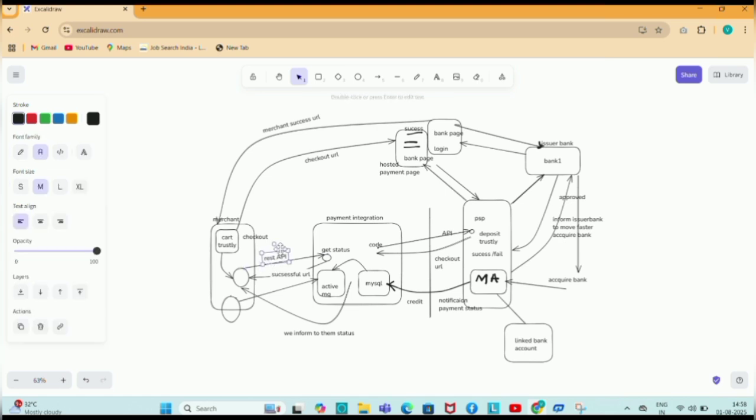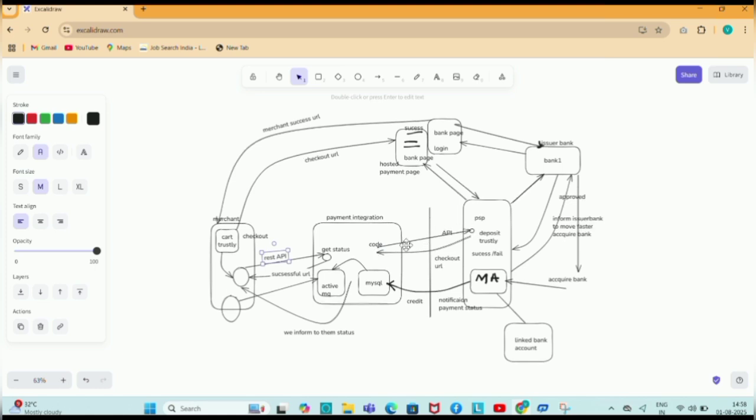So it is going to a checkout page. It is redirected from the cart to the checkout URL. So it is called a hosted payment page. So there is a list of banks. So that page and the Trustly page both interact with the bank account. So this customer bank is called the issuer bank. So this bank is redirected to the URL.